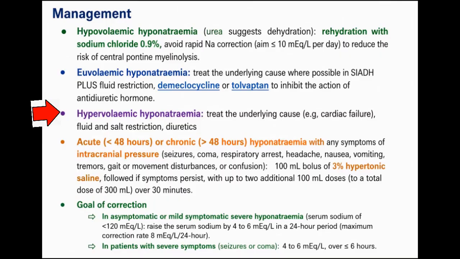3. Hypervolemic hyponatremia. These patients have too much total body water, leading to edema and dilutional hyponatremia. Treatment. Treat the underlying disease. Examples: improve cardiac function in heart failure. Manage cirrhosis. Treat nephrotic syndrome. In addition, fluid restriction limits further water retention. Salt restriction reduces fluid accumulation. Diuretics, especially loop diuretics, help remove excess sodium and water.